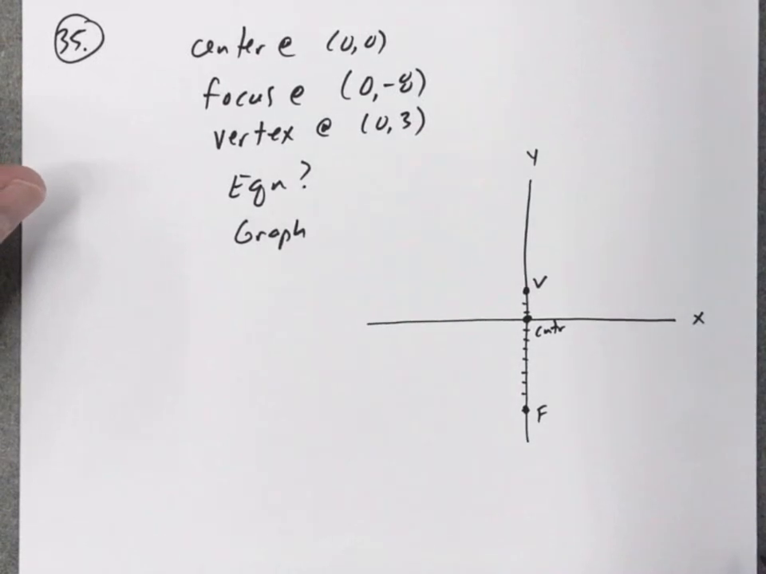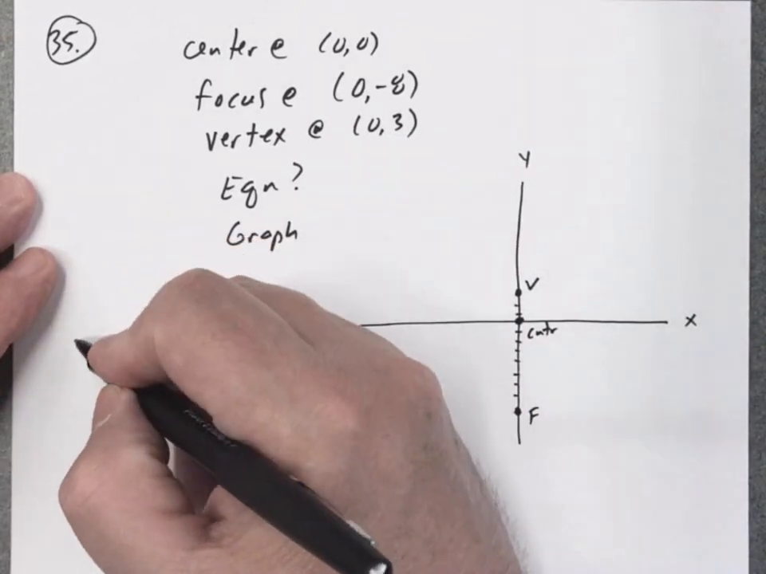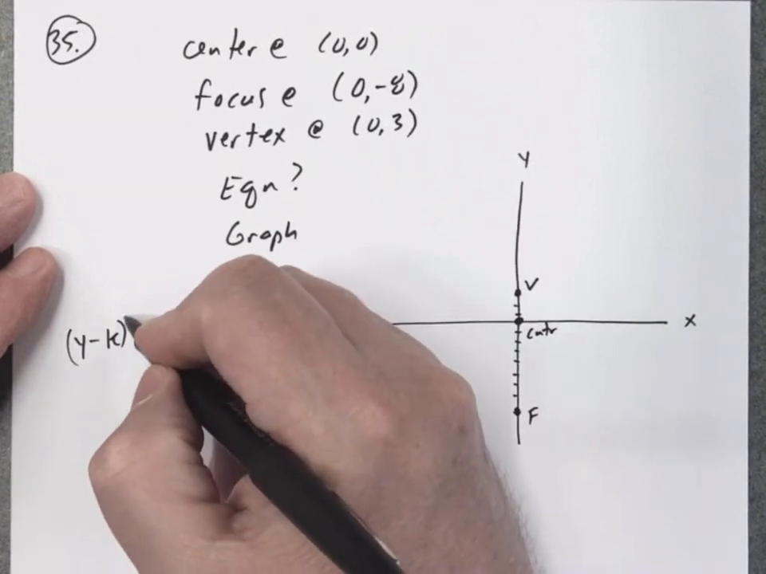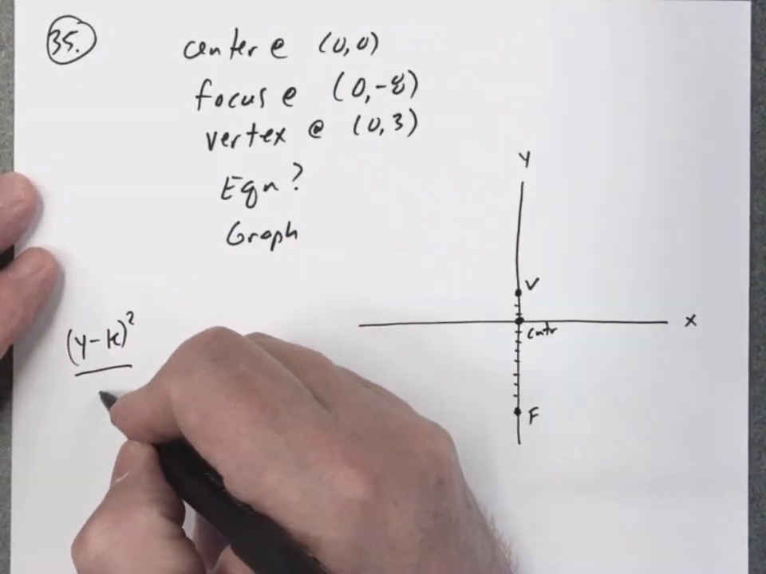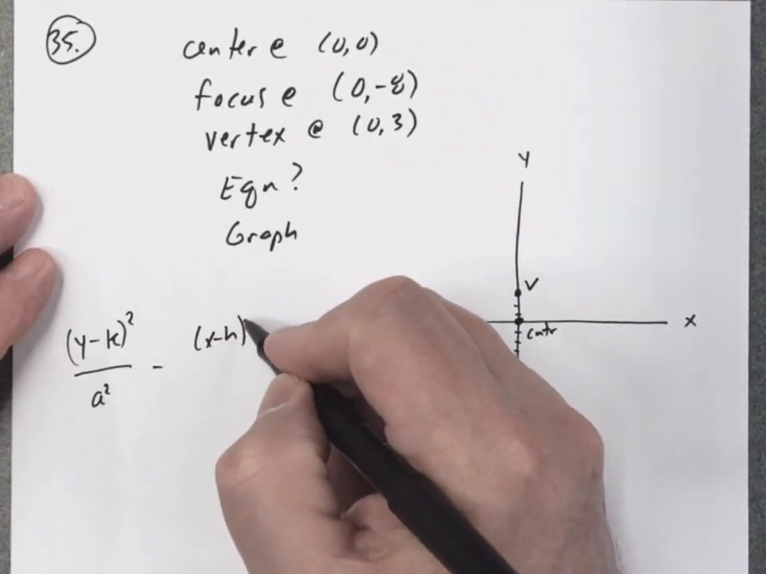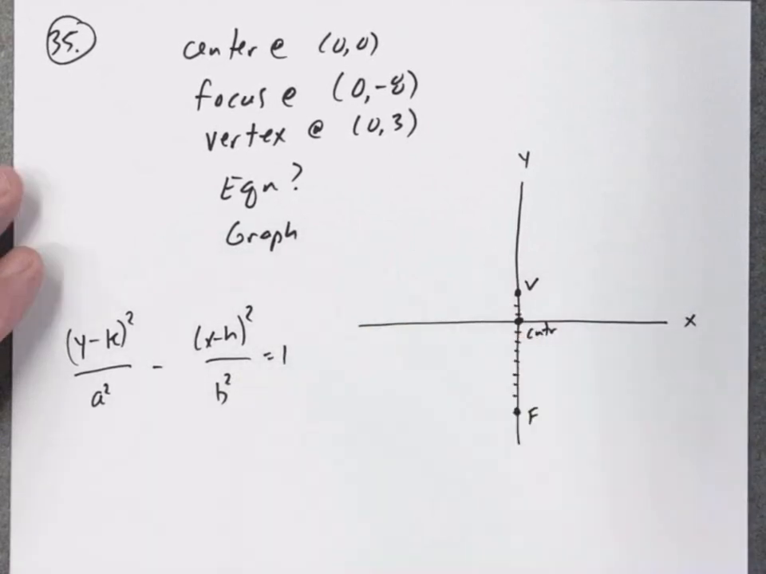So there's lots we learned from this. First of all, let's write down the equation of an up or down hyperbola. So that's where the y squared is going to be over the positive term, which we call a squared. And the x squared term is over the b squared.